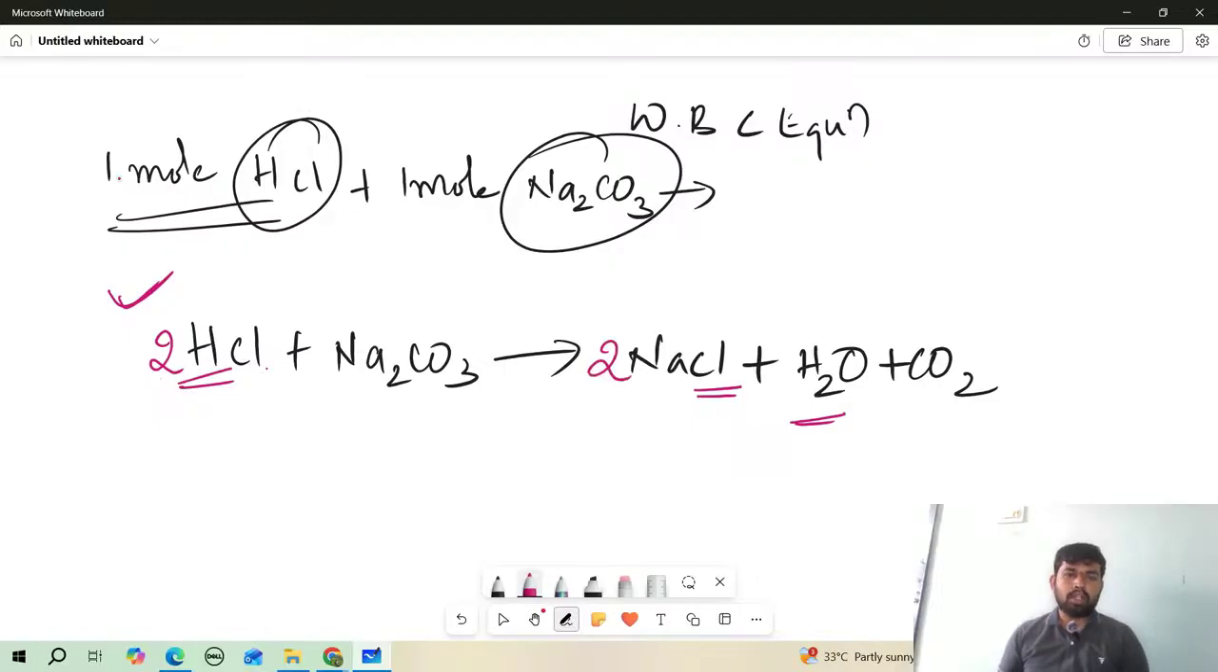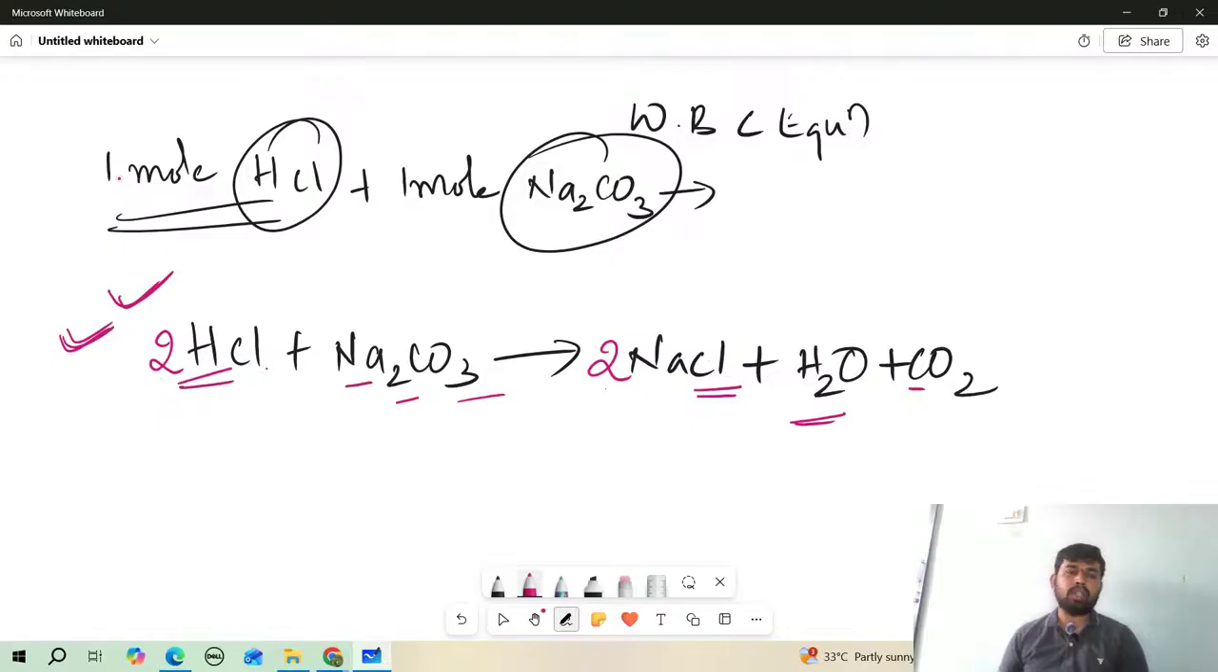Now hydrogen and chlorine are balanced, come to sodium. Two sodiums are there, and we already multiplied with the 2, so it's balanced. One carbon, and three oxygens, three oxygens. So now it is balanced. This is the equation we have learned: HCl reacting with sodium carbonate gives salt, water, and carbon dioxide.